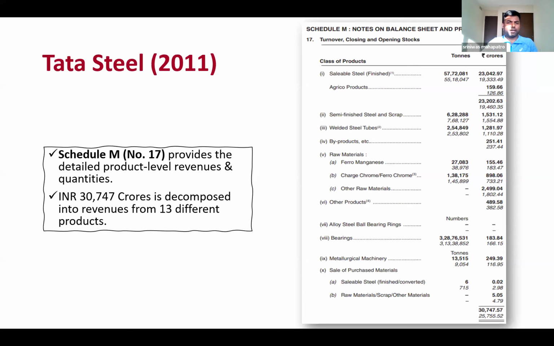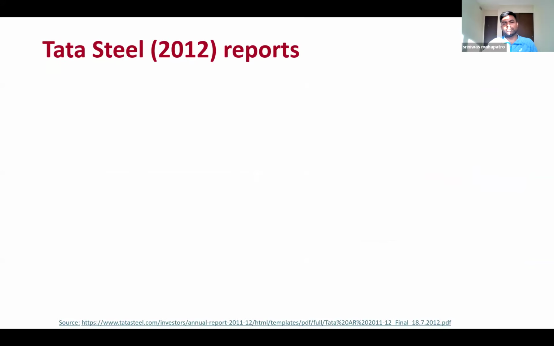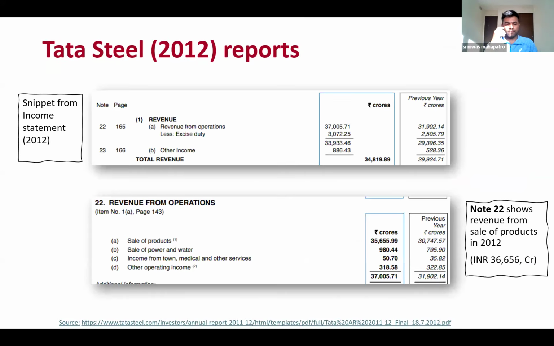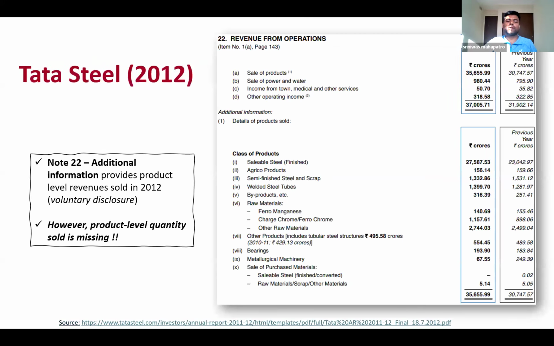Now, a year ahead in 2012, when the disclosure is not available, they still have a similar income statement, following the IFRS kind of format. But on top of that, they don't provide this product level quantity information. They still provide the revenue information for each of these products. Even this is voluntary, by the way. But they don't have to give the quantity of each of these 13 different products.